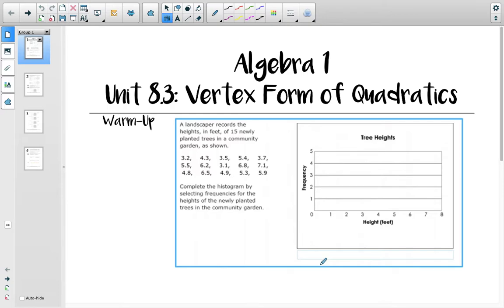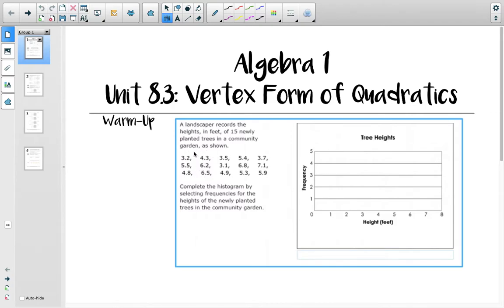Okay, we are moving on to the vertex forms of quadratics. You'll work a lot more with this kind of stuff in Algebra 2, so this is kind of the basics. But I won't lie to you, this is definitely a difficult lesson to do over a computer, but we are definitely going to do our best. I'm going to use Desmos to visually show you what's going on. So let's first look at this warm-up.